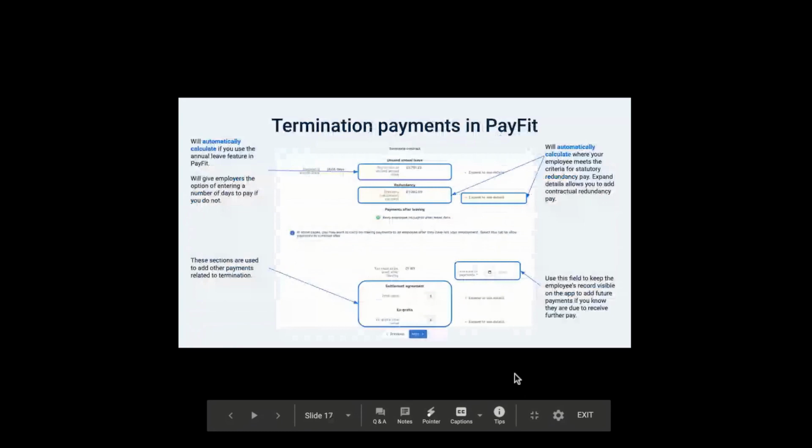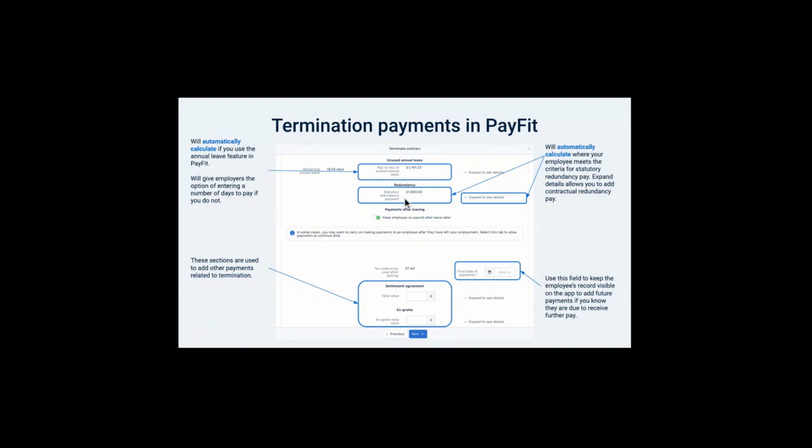So what do termination payments look like in the PayFit app? As we've discussed, the likes of annual leave payments that you can see here and statutory redundancy payments are all calculated automatically for you based on the employee's salary. And for redundancy, this is based on the employee's length of service and the employee's age. If you want to overwrite any figures or you want to include the likes of contractual redundancy pay, then you can click on expand details and this will allow you to add additional contractual redundancy payments.